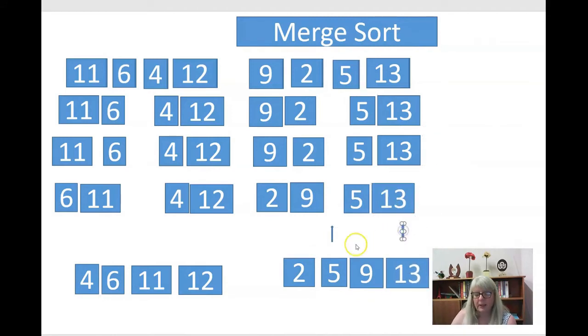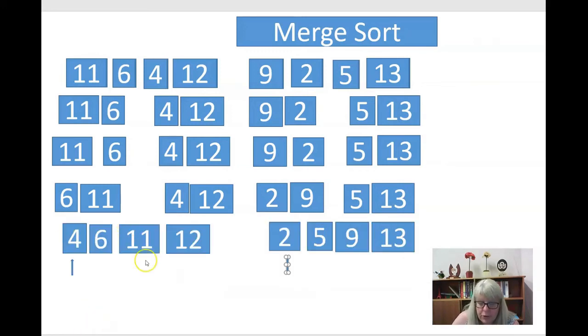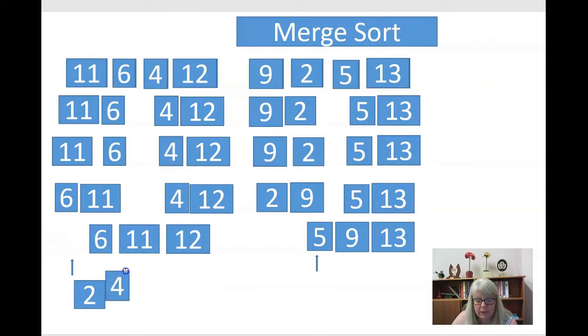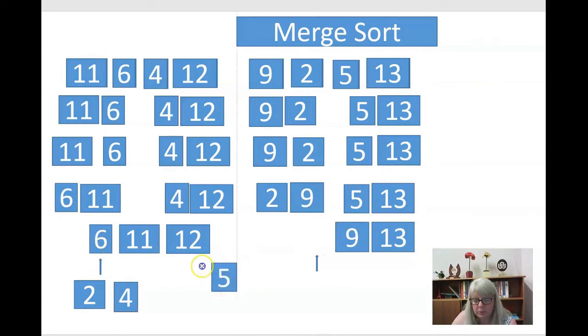Great, so let's do it the final time. Now I have 2 lists and I have to merge them, doing the 2 pointers. Compare the 2 numbers at the pointers. 2 is the smallest, move it and move on the pointer. Compare the 4 and the 5, 4 is the smallest, move it and move the pointer. Compare the 2 at the pointers, the 6 and the 5, 5 is the smallest, move it to the new list and move the pointer.